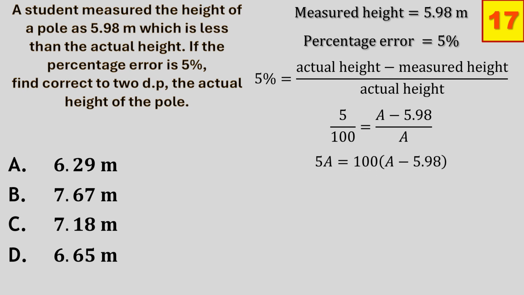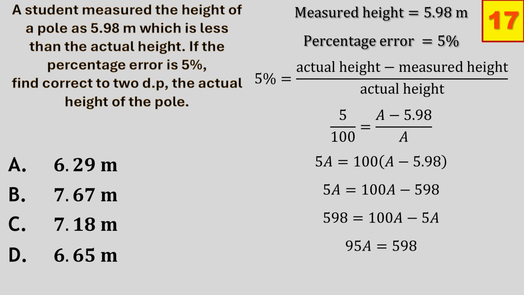Multiply both sides by a and 100. So this is 100a minus 598. Add 598 to both sides and subtract 5a from both sides. This is 95a. So divide both sides by 95 and a is equal to 6.29 meters to 2 decimal places.